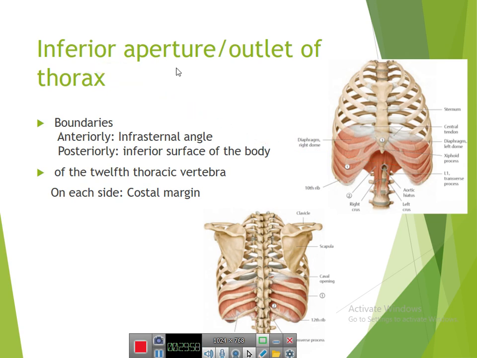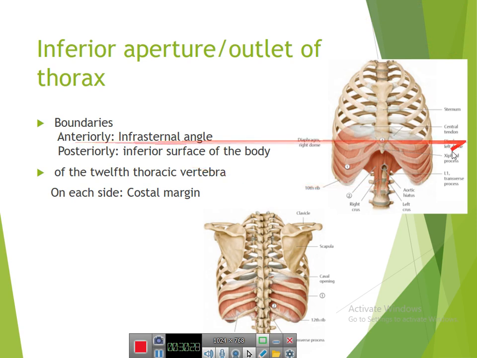The inferior aperture or outlet of the thorax is formed by the diaphragm. In other words, the inferior aperture or outlet of the thorax is closed by a large musculo-tendinous partition called the diaphragm, the thoracoabdominal diaphragm, which separates the thorax from the abdomen.